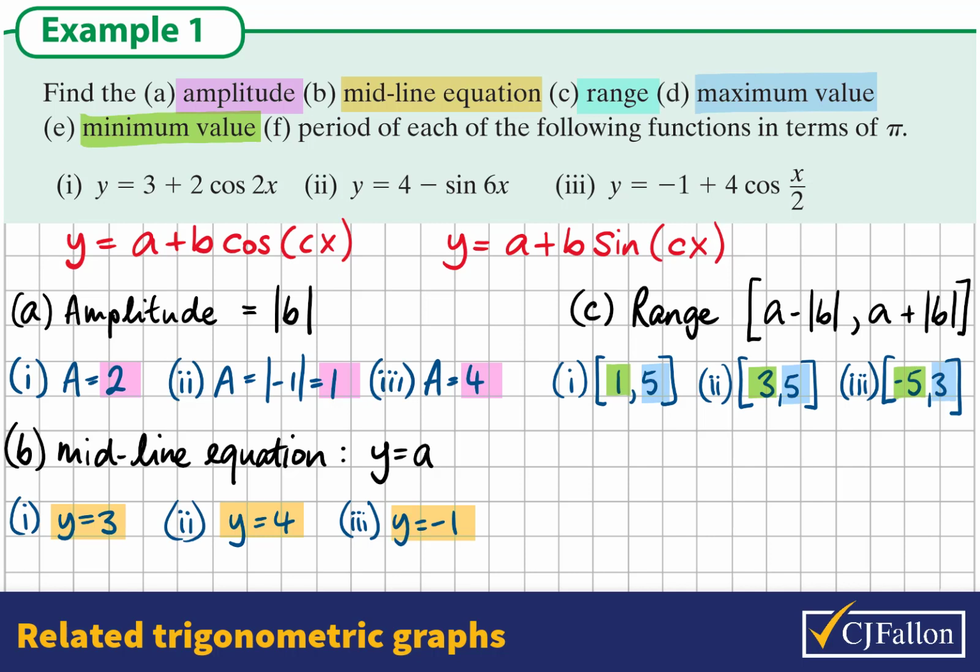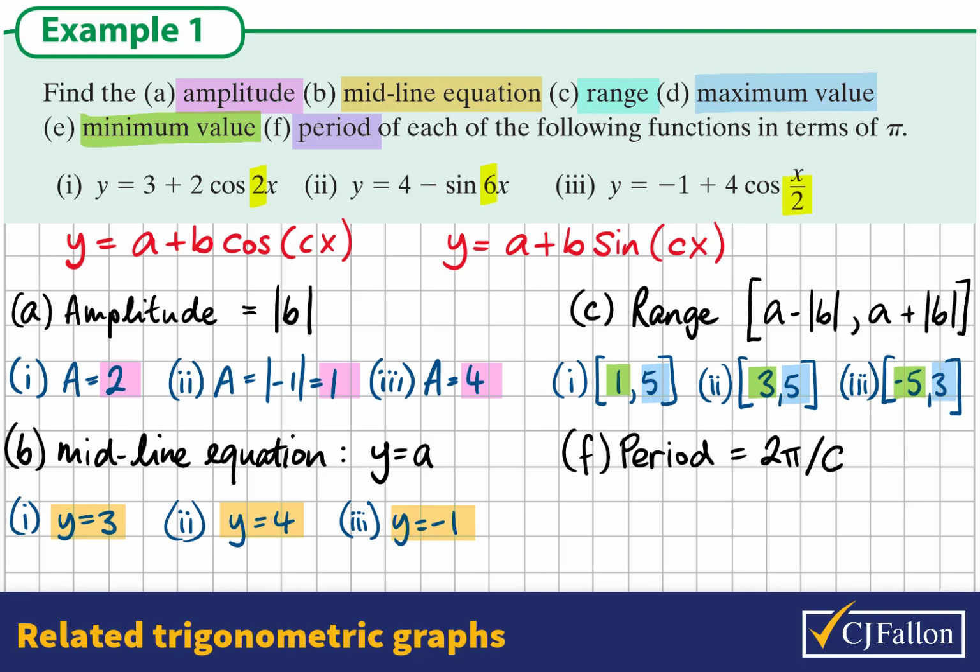The last question then we've been asked is to work out the period of each of the functions in terms of pi. So normally 2 pi is what we expect a full sine or cosine wave to be. But the period is affected by the multiplier of the angle. That's our c value here. So the period would be 2 pi divided by c.